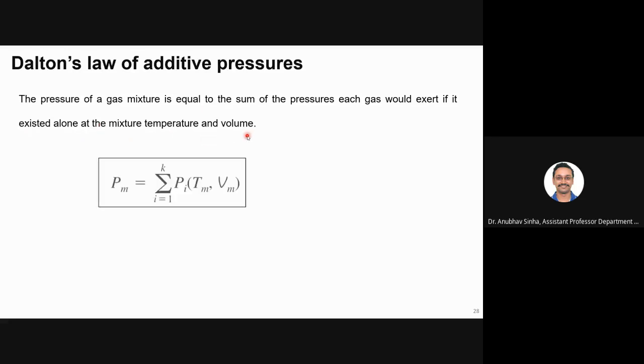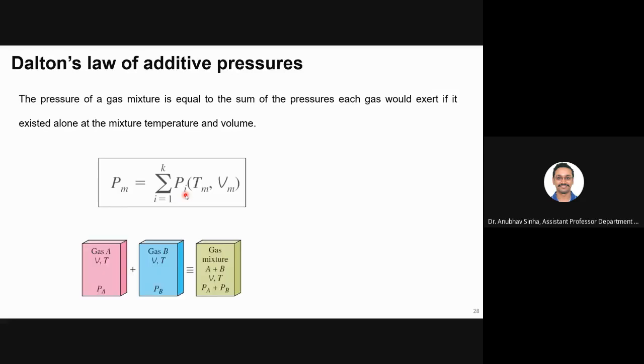In equation form, I can write that the total pressure will be equal to the sum of individual pressures, where i is for each gas. Let us say we have two gases, A and B. The total pressure exerted by both gases coming together as a mixture is the sum of these two pressures, provided that you are taking pressure at the same temperature and volume.